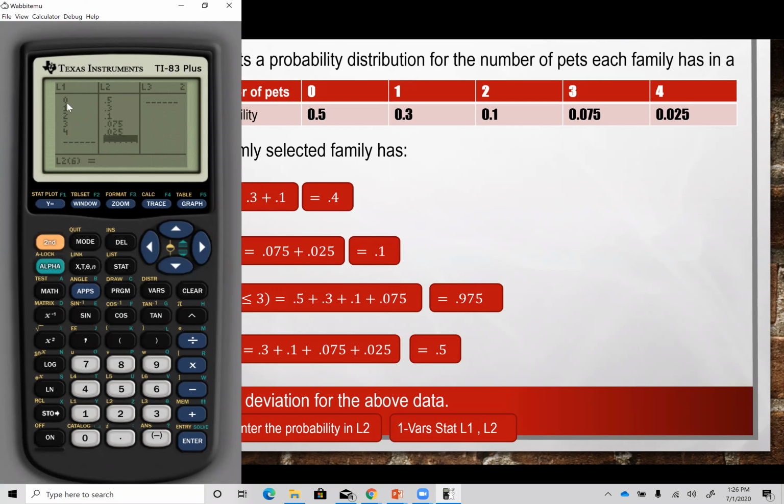So again, this is your L1. Make sure you have your L1 and make sure you have L2. Don't delete your L1 and L2. If you happen to delete it, you have to get it back. Okay. Did anybody delete your L1 and L2?